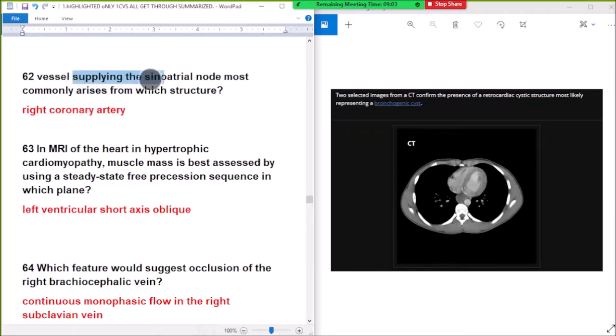Artery. The SA node is supplied by the right coronary artery.